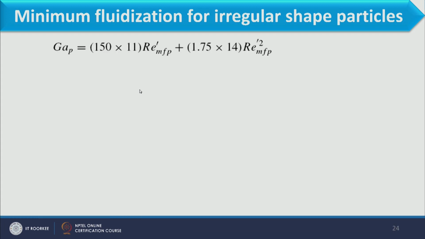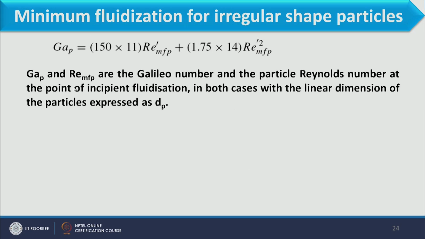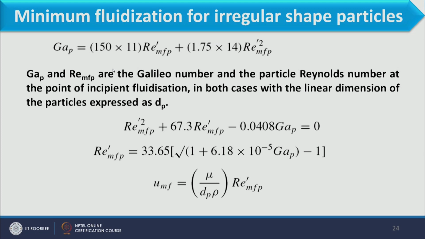So this is the relation of Galileo number and Reynolds number of the particle, and once we solve this to get the Reynolds number for different particle shapes, we can obtain it by this equation, that is 33.65, and in brackets we have this expression. So once we have obtained the Reynolds number of the particle of different shapes, we can calculate the minimum fluidizing velocity for different shape particles.